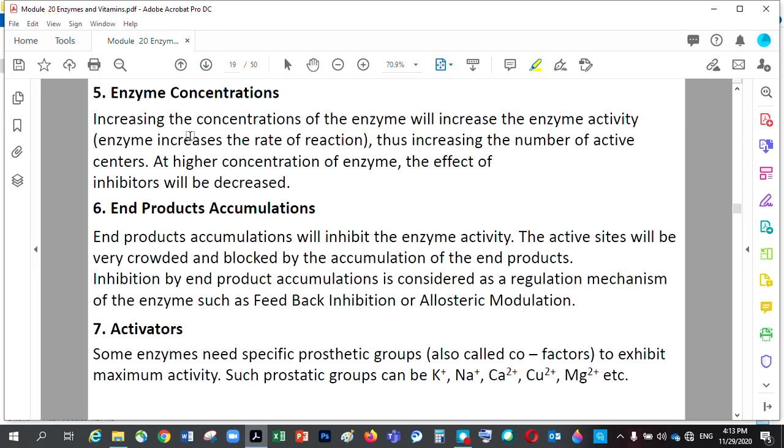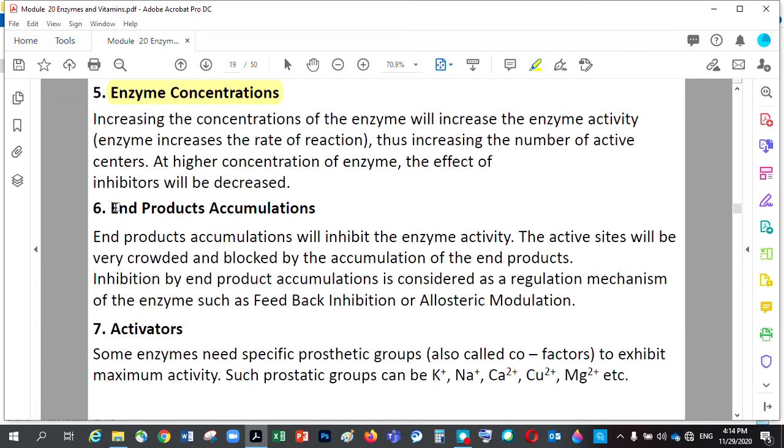Enzyme concentration: increasing the concentration of enzyme will increase the enzyme activity, thus increasing the number of active centers. At higher concentration of enzyme, the effect of inhibitors will be decreased. But again, I will speak here with caution that too much of the enzyme might cause problems, because you have too many active sites and they will start competing against each other. So there should be an optimum concentration. We have an optimum concentration of the substrates, reactants, and the catalyst, which is the enzyme.